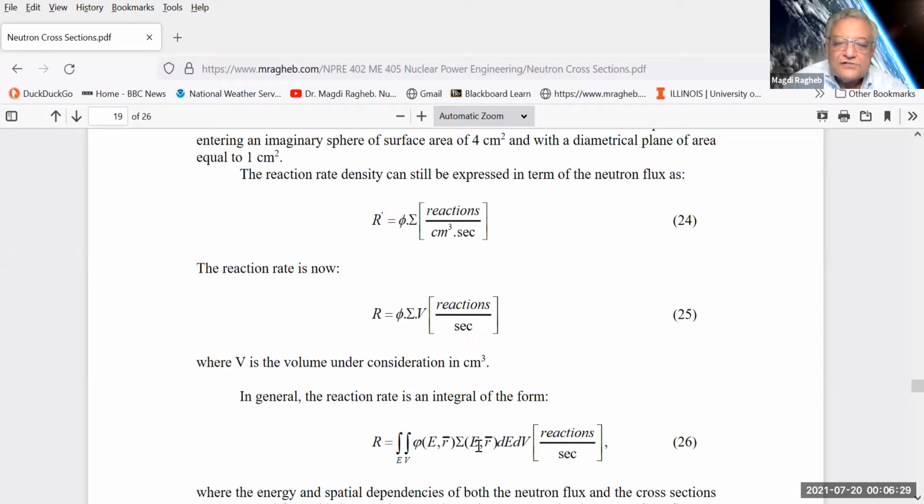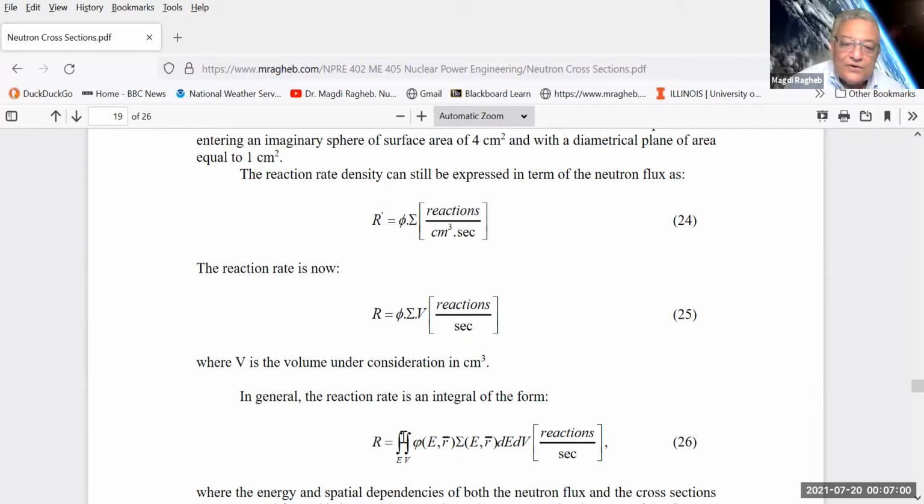a function of energy. So in fact, for realistic calculations, we have to generalize our equation here for the reaction rate in a nuclear reactor as an integral over the energy, E, and integral over the volume, R, of the whole reactor, dE dV, where the flux is a function of position and energy, and the macroscopic cross-section is a function of position and energy.